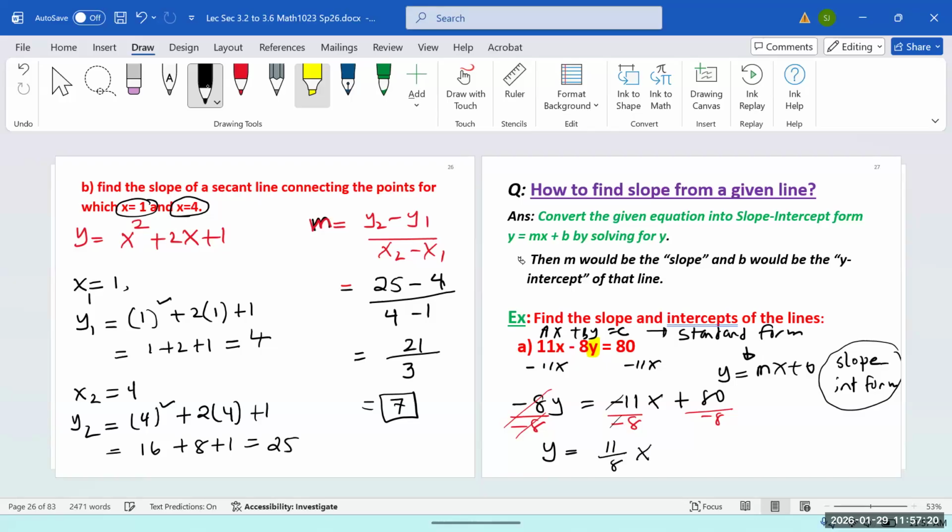And what is 80 divided by -8? Can you divide? And what do you get? -10. And now are you happy? Do you see our slope? Yes, we do. So what's the slope here? 11 over 8. So slope doesn't always have to be a whole number. It can be a fraction.